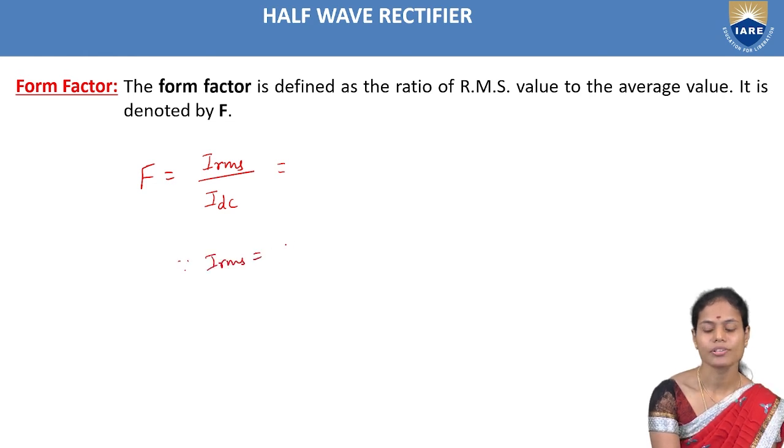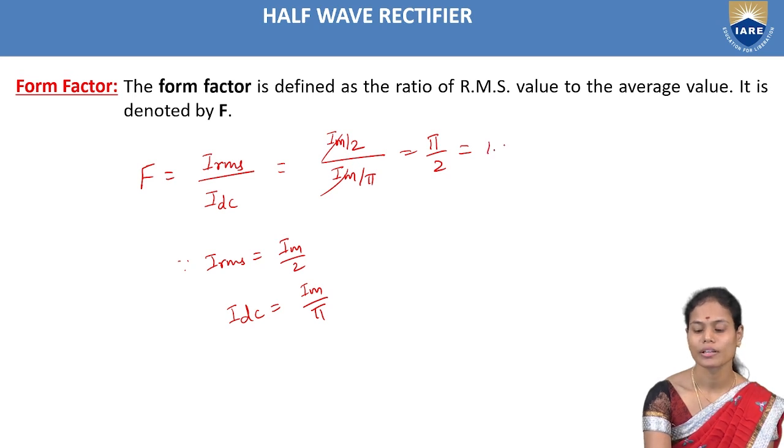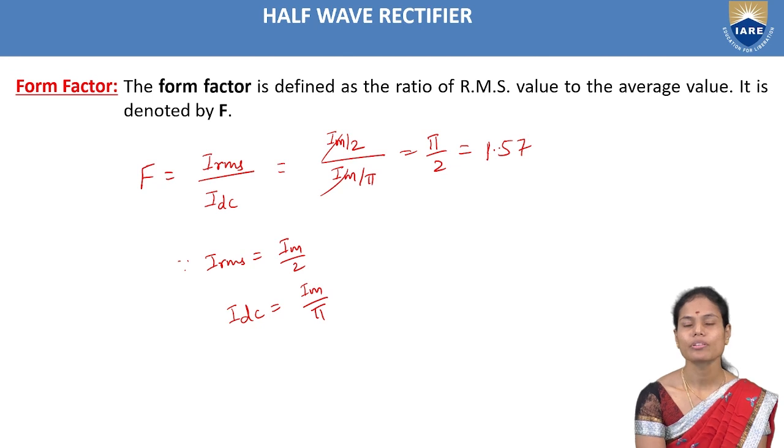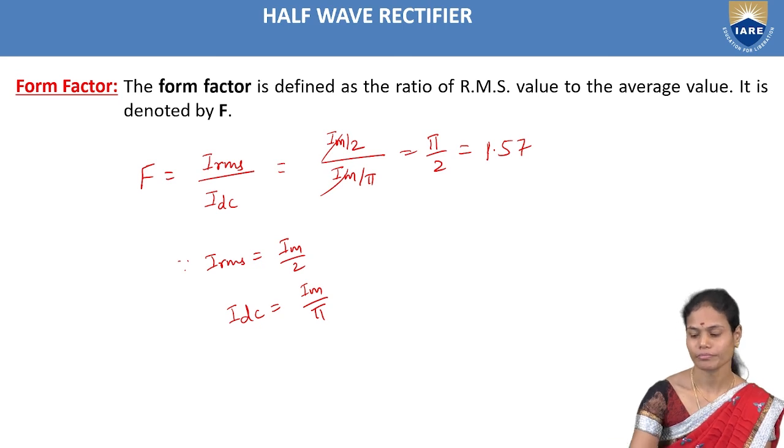The IRMS value is Im by 2 and the average or DC current value is Im by pi. So if you substitute the two values here, Im by 2 divided by Im by pi, we will be getting pi by 2, almost 1.57. So the form factor in the case of the half wave rectifier is 1.57.